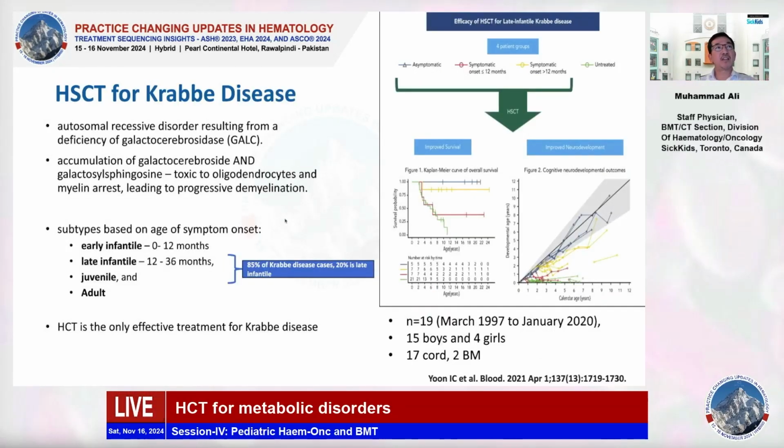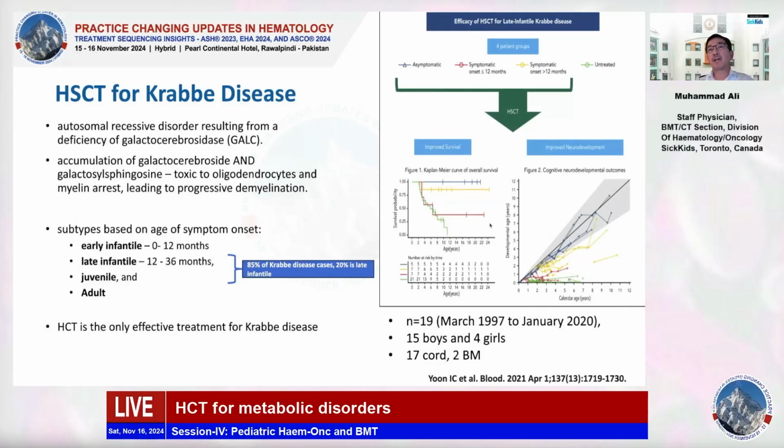And my last slide before the summary slide is transplant for patients with Krabbe disease, which is another type of lysosomal storage disorder caused by enzymatic deficiency. This condition is also categorized based on the age of onset of symptoms into early infantile, late infantile, and juvenile. The early infantile and late infantile forms make up almost 85% of Krabbe disease cases, with 20% in the late infantile. So transplant is usually considered for patients who are diagnosed asymptomatic or very minimally symptomatic, because the disease progresses quite fast once the patient is already symptomatic.